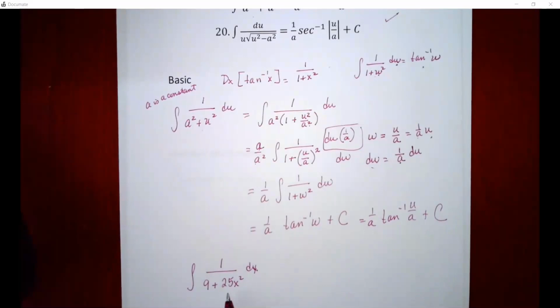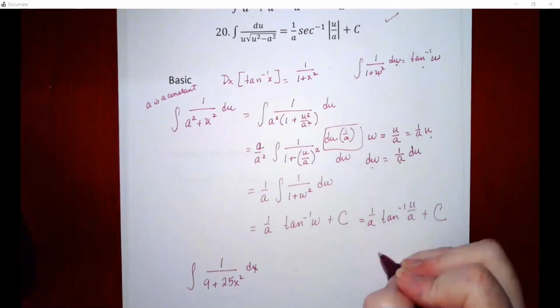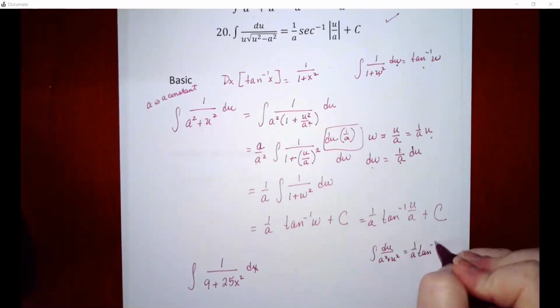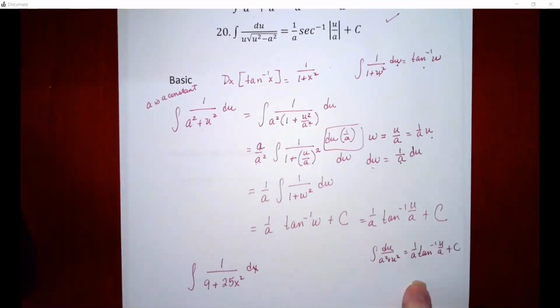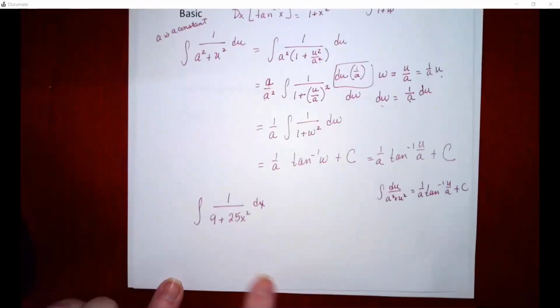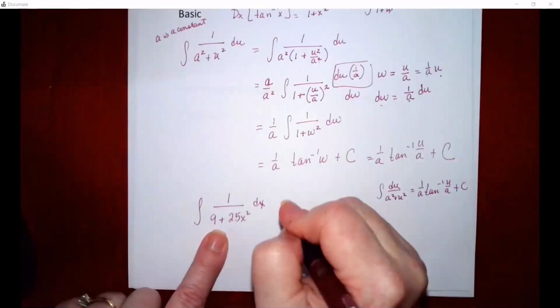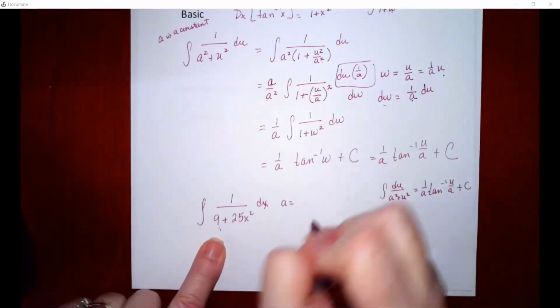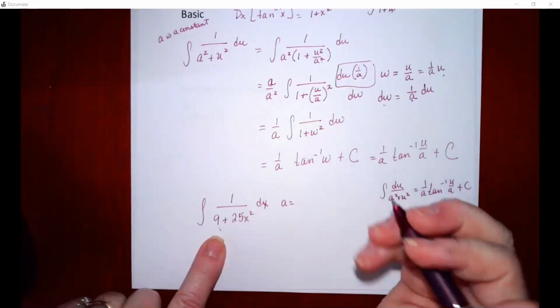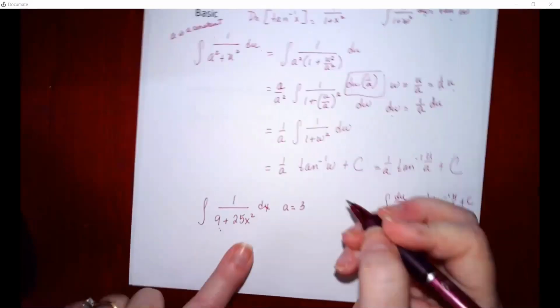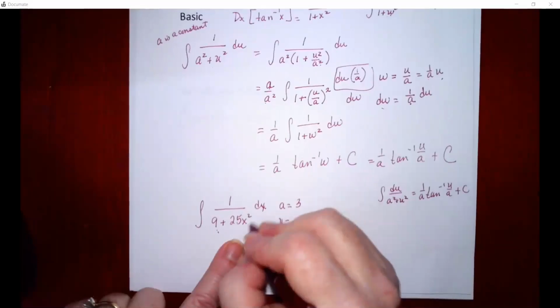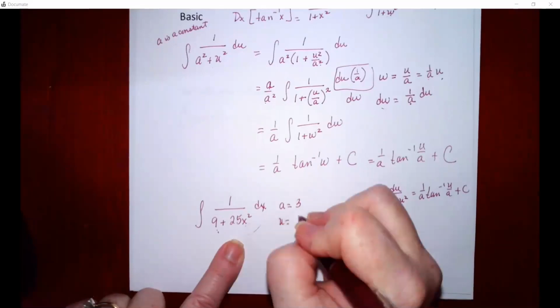So if we're trying to use the integral of du over a squared plus u squared, that's 1 over a arc tangent of u over a. We just derived that formula. What would we choose for a? a will be the square root of the constant part, and we'll take the non-negative square root, or the principal square root. So a will be 3. And u will be the variable expression that is being squared here. So u will be 5x.